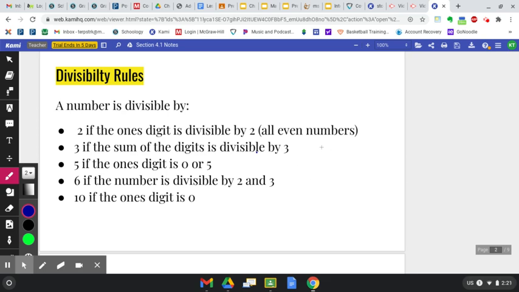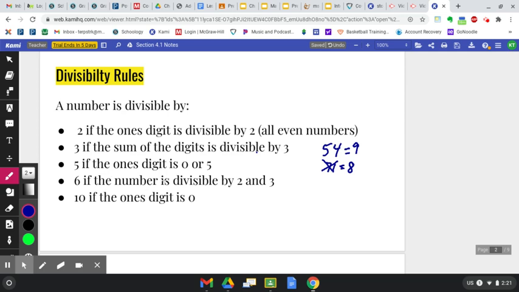For 3, if the sum of the digits is divisible by 3, then the whole number is divisible by 3. For example, if I take the number 54, 5 plus 4 is 9, and 9 is divisible by 3, then 54 is also divisible by 3. If I take the number 71, right? 7 plus 1 is 8, and 8 is not divisible by 3, so I know that 71 would not be divisible by 3. It's divisible by 5 if the ones digit is either a 0 or a 5.